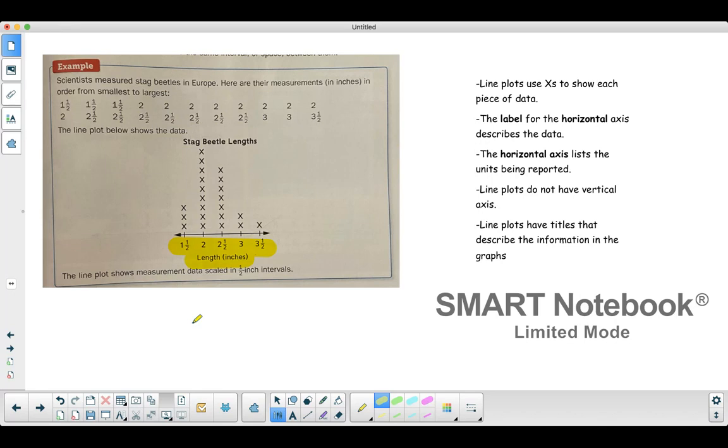Okay. Another important thing to note is that line plots have titles that describe the information in the graph. So the title here would be stag beetle lengths. And lastly, line plots do not have a vertical axis. They only have a horizontal axis.